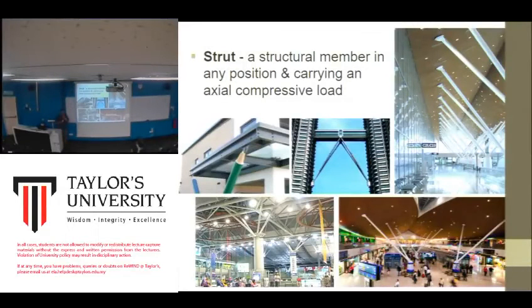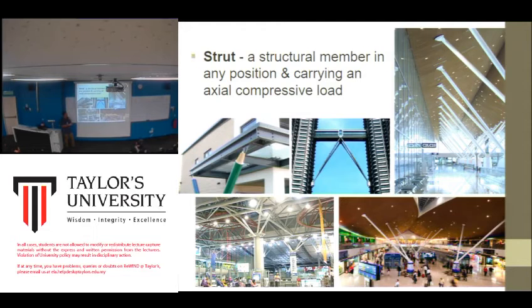Okay, so we can have something like that, but normally we call it a strut, right? As you can see in these images on the configuration of struts, a strut is a structural member in any position carrying an axial compressive load. Normally it would be symmetrical in shape. For example, if you have one strut on this side, you would have another one on the other side, to make the structure balanced, and also to transfer the load evenly.